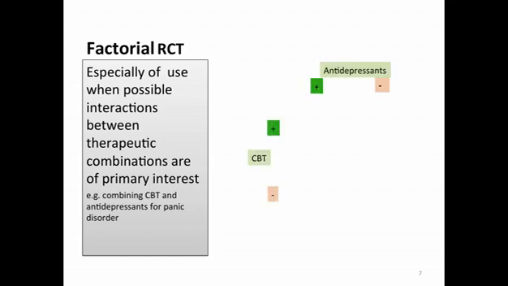Next, let us consider factorial RCT. This design is very useful if we are not just interested in whether treatments A and B are effective, but if we want to know if the combination or the interaction between A and B will be of any use for the patient. For example, we know that both antidepressants and CBT are effective for panic disorder. We can now design a factorial RCT to see how effective the combination of these two will be in treating patients. In this design, you will have 4 arms.